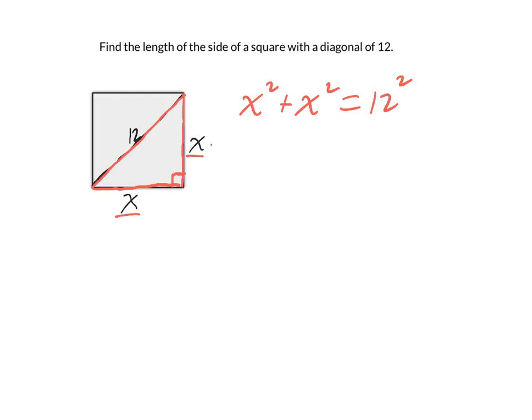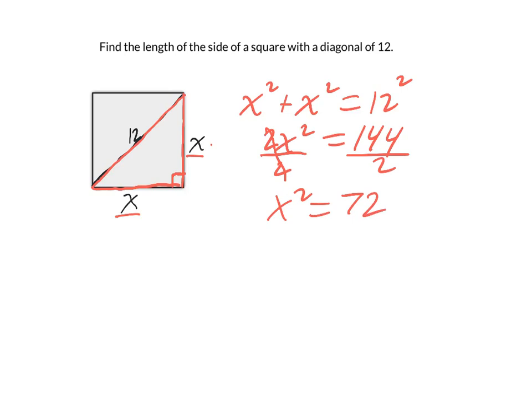So x squared plus x squared is going to be 2x squared. 12 squared is 144. We're solving for x, so let's divide both sides by 2. So x squared equals 144 divided by 2, which is 72. And now to solve for x squared, we can simply take the square root of both sides, and we're left with x equals the square root of 72.